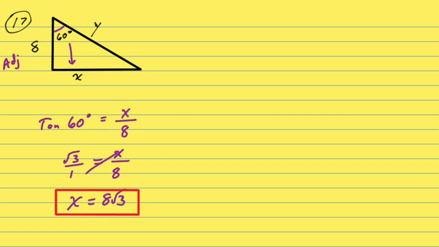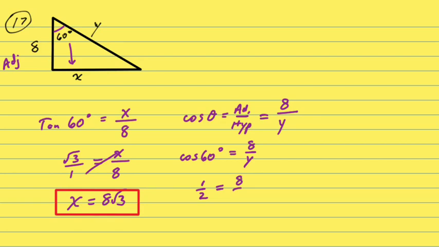What other trig involves adjacent other than tangent? Isn't cosine adjacent over hypotenuse? So what's the adjacent? 8 over the hypotenuse of y, right? So the cosine of 60 degrees would equal the 8 over the y. Look up cosine of 60 degrees on your trig table. Cross multiply, and you'll get y to equal 16.